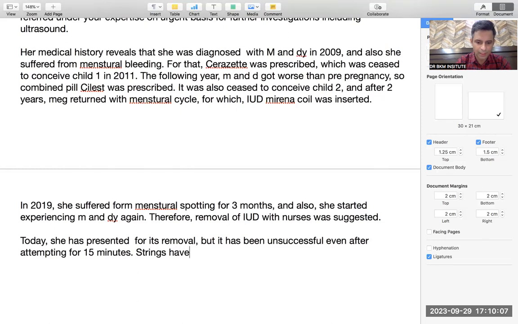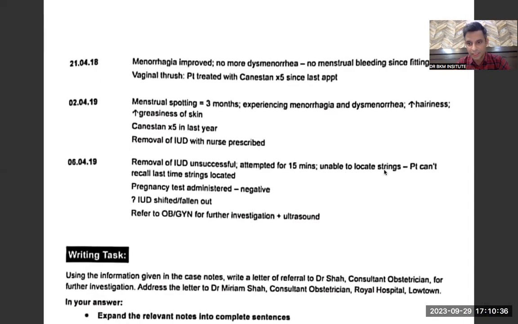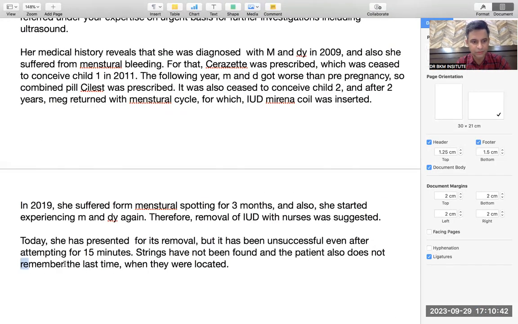Strings have not been found and the patient, now I want to say we also did not find and the patient also does not remember the last time when they were located. So even the patient doesn't remember, we do not know. So that was the line that was given. Unable to locate, patient cannot recall the last time strings located. So I use the same word, patient do not recall. And patient is a singular word. That is why I use does.